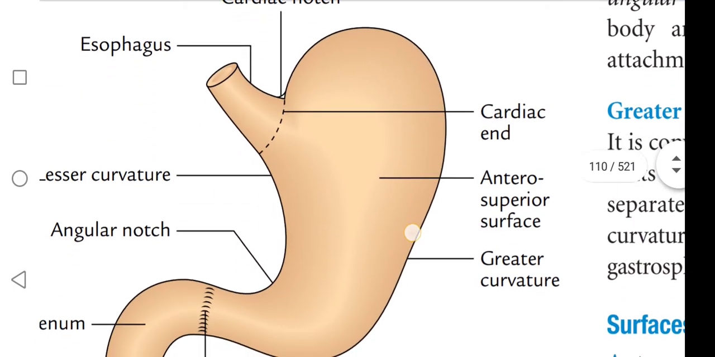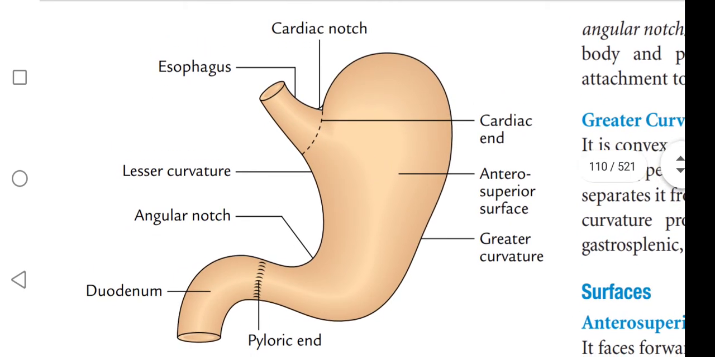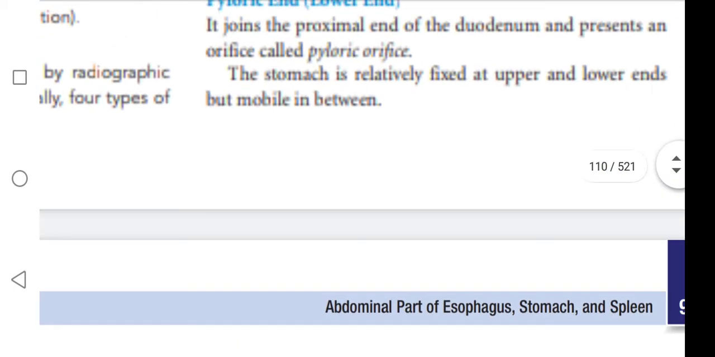Coming to the figure, this figure shows the external features of the stomach. First, two ends, cardiac and pyloric. Next, two curvatures, lesser curvature and greater curvature. Next, two surfaces. This is the anterior superior surface, and the posterior inferior surface is not shown here.